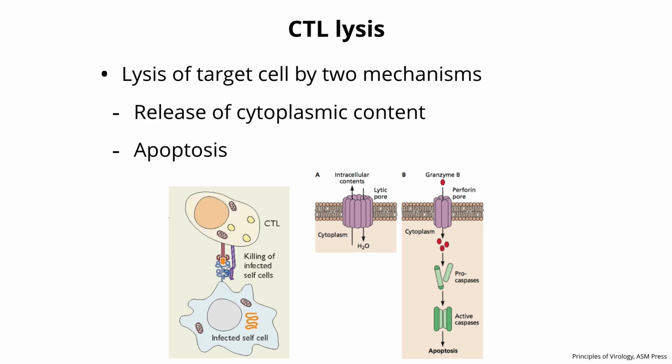On B is another mechanism. So again, the CTL makes a pore in the target cell membrane using these perforin proteins. And then it inserts a protein called granzyme B. Granzyme B goes through the pore into the cell, activates programmed cell death, and that's how it kills the cell. So two distinct ways of killing. One is by apoptosis, and one is just by having all the contents leak out of a pore. So that's how a CTL kills a virus-infected cell.